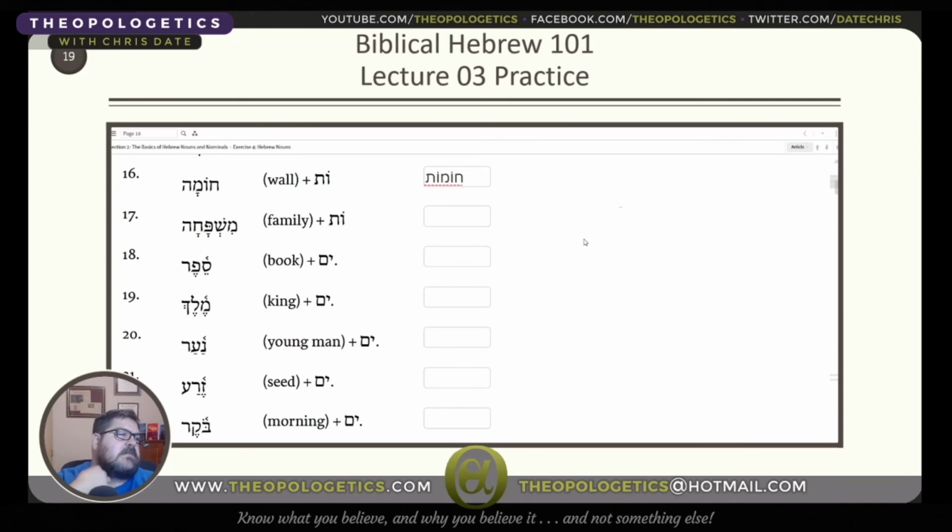Mishpacha. Here, there's not going to be reduction. It's already three syllables, so there's not going to be a need to reduce anything, I don't think. The qamets hey ending at the end is just going to be replaced by the ot ending, and you're going to have mishpachot.